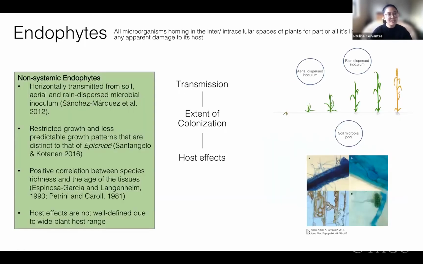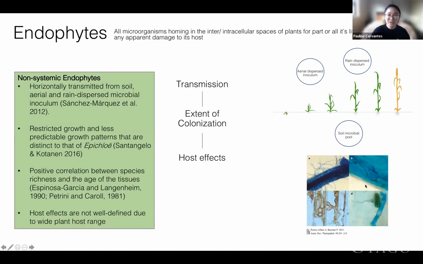And when we look at the flip side, the non-systemic endophytes, they're thought to be the opposite, where they involve a wider group of fungal species, and they're thought to be horizontally transmitted from fungal inoculum, whether from air or the rain or the wider soil microbial pool. And the extent of the colonization in their host is usually much more distinct from epicloe in that it's more localized and restricted. So these images are examples of dark septate endophytes, which have colonized the roots of a plant.